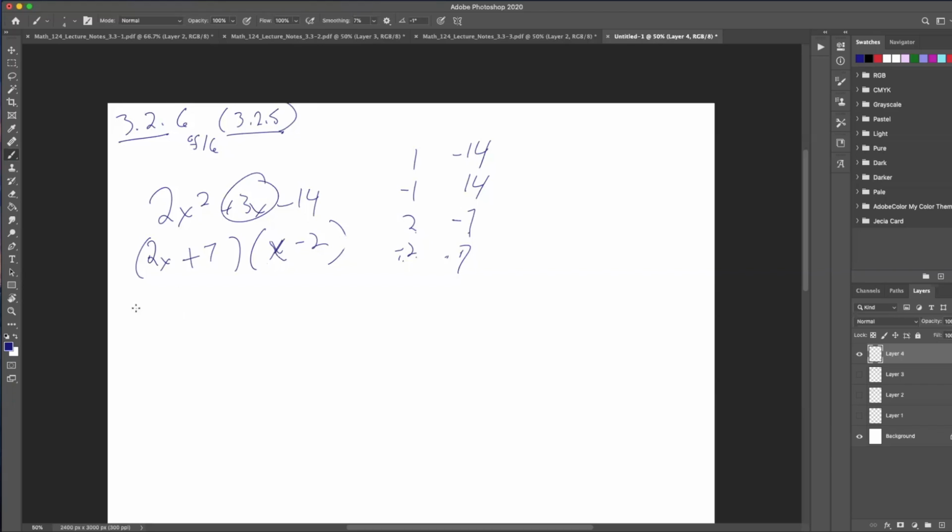And so once you factor this, that means either 2x plus 7 is equal to 0, or x minus 2 is equal to 0. That means 2x is equal to minus 7, so x equals minus 7 halves, or x is equal to 2. So those are our two answers. We have negative 7 halves or 2. And so this is your solution.